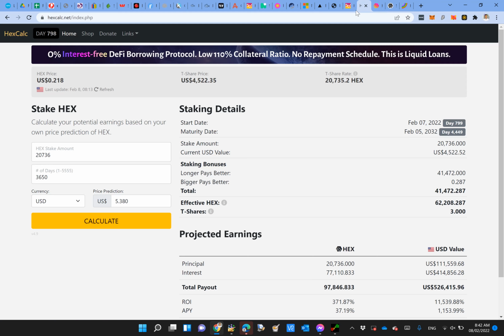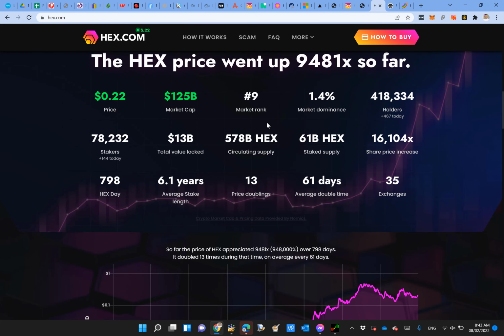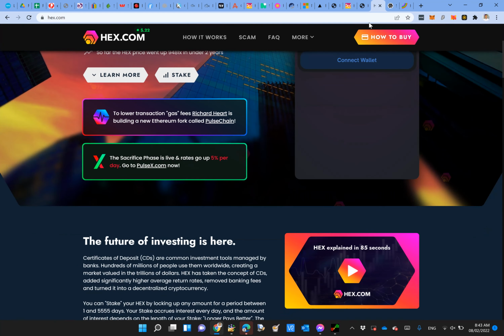Actually, let's go back to this one. See this 37% APY. If you go to hex.com or hex.win, up at the top here, they advertise 38% return a year. Obviously you need to stake for a fairly long period, not just a year. You're not going to get this sort of return in one year. This is return in HEX terms, not in dollar terms. In dollar terms, it obviously fluctuates.